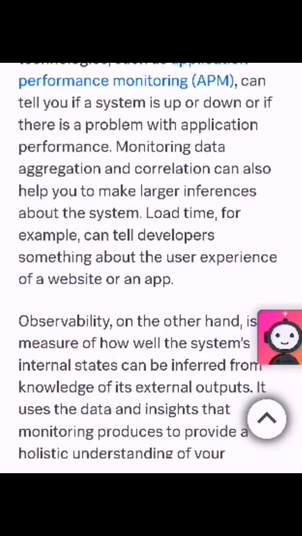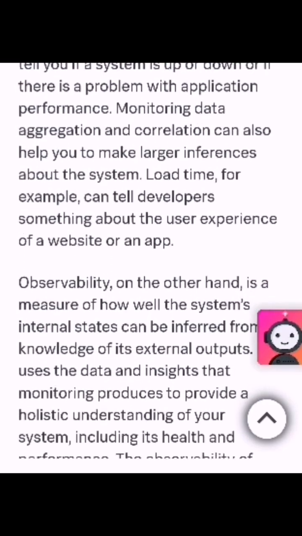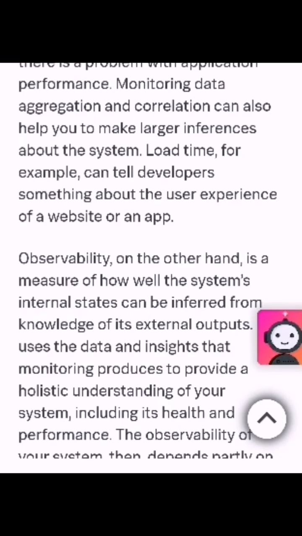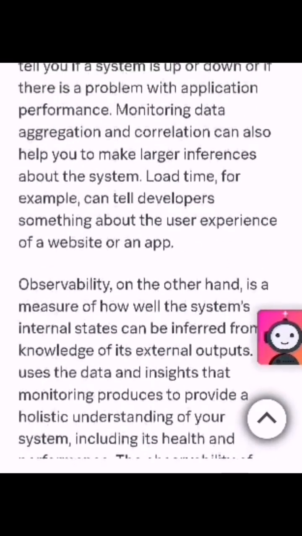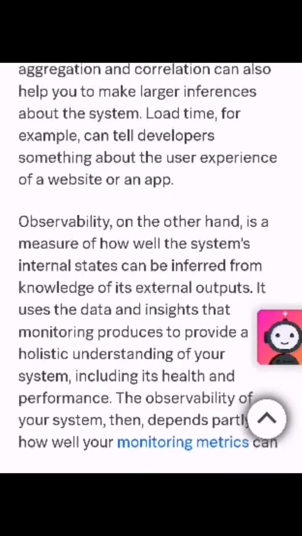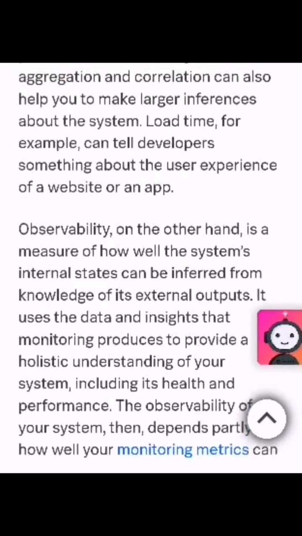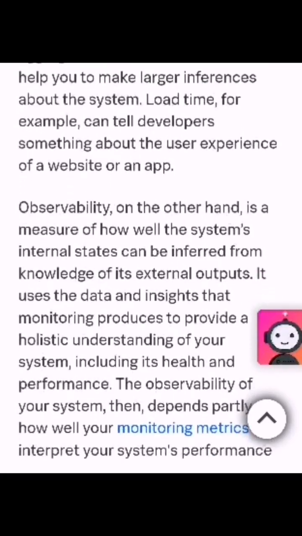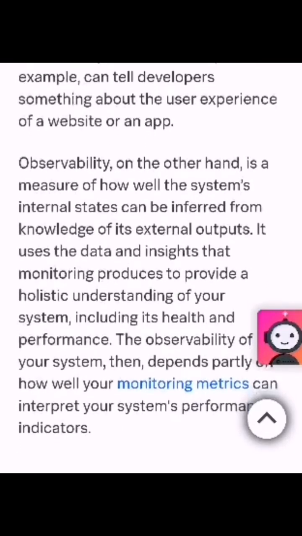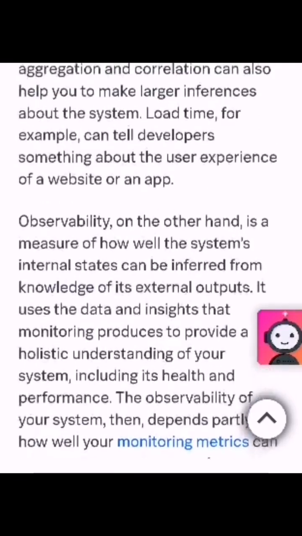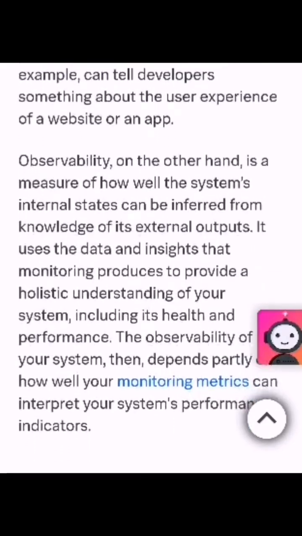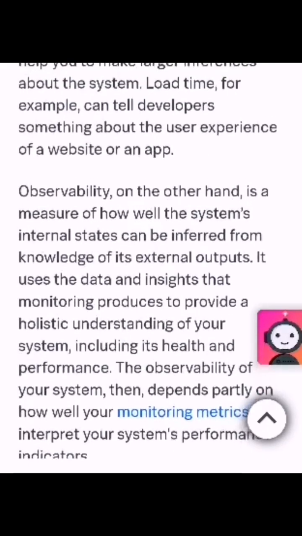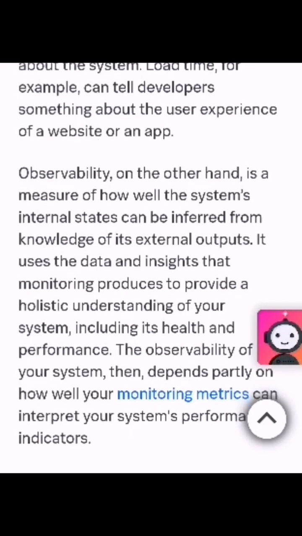Fundamentally, monitoring technologies such as application performance monitoring can tell you if a system is up or down or if there is a problem with application performance. Monitoring data aggregation and correlation can also help you to make larger inferences about the system load time. For example, it can tell DevOps something about the user's experience of the website or an app.